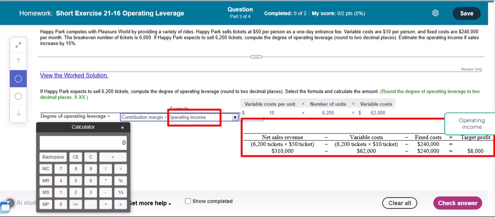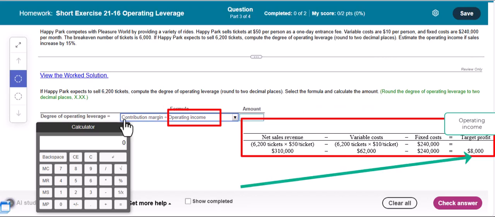So now that we have the variable cost, we can calculate that operating income. That is going to be the 310,000 in net sales revenue less the variable cost of 62,000 that we just calculated, and then we subtract the fixed cost of 240,000, and that will leave us with an operating income of 8,000.